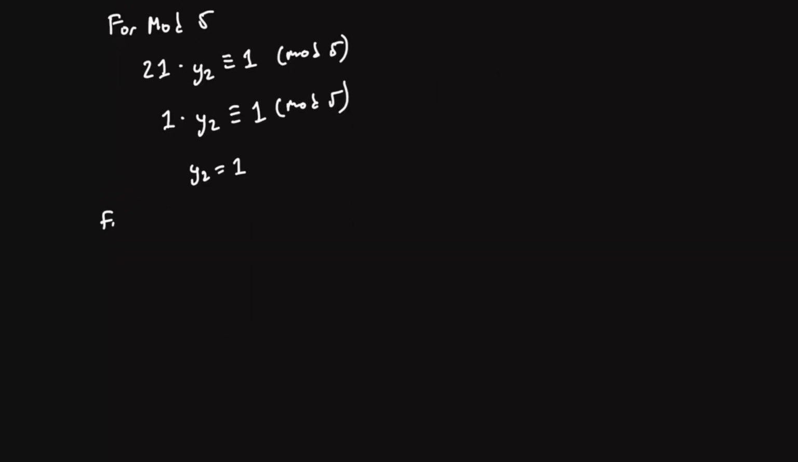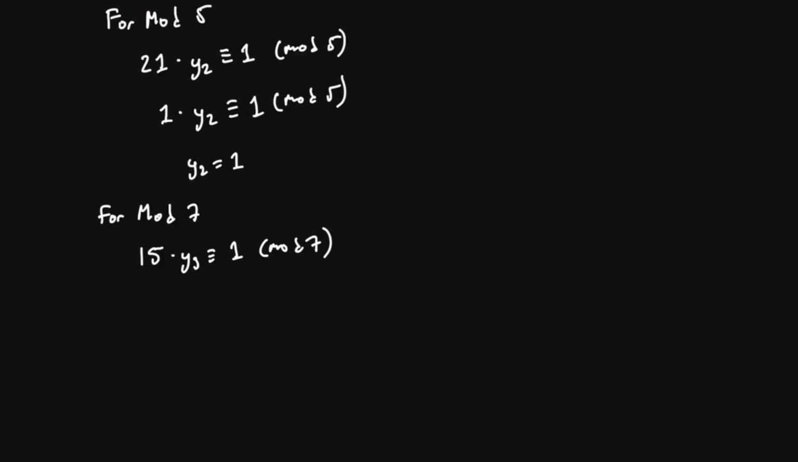For mod 7, we have 15 times y3 equals 1 mod 7. And the same kind of thing happens, because 7 times 2 is 14. So then all we have left is 1 times y3 equals 1 mod 7. So y3 is also equal to 1.